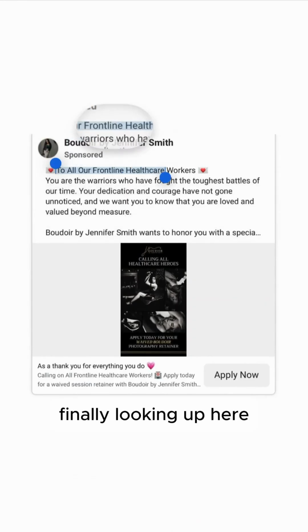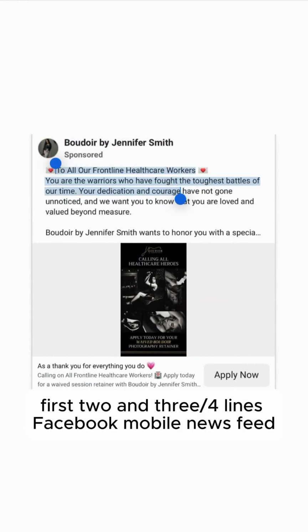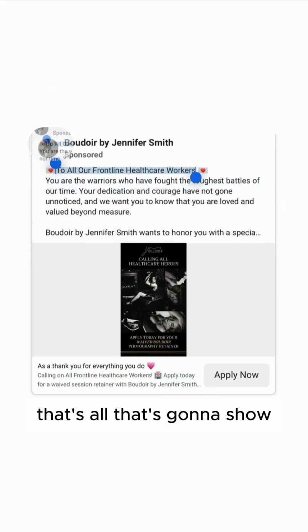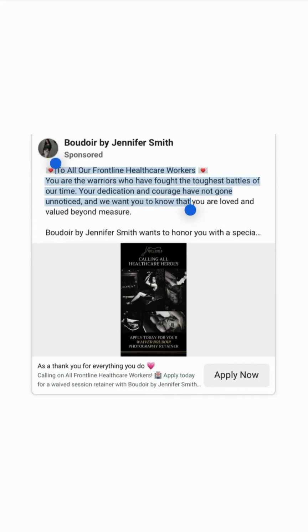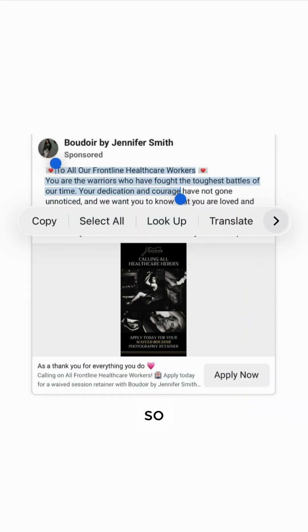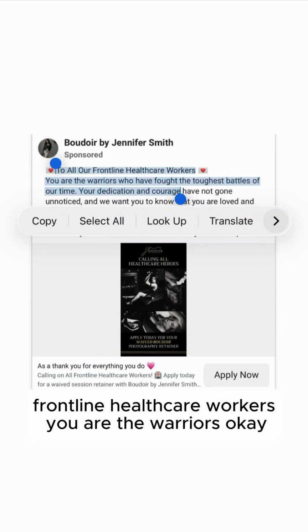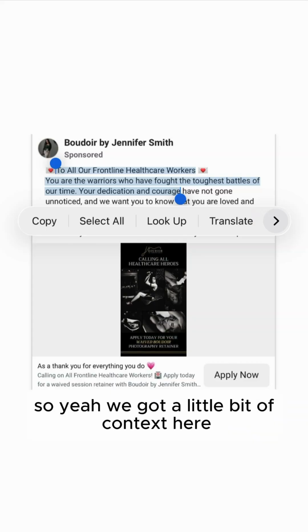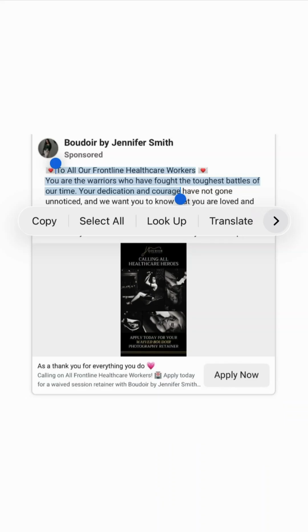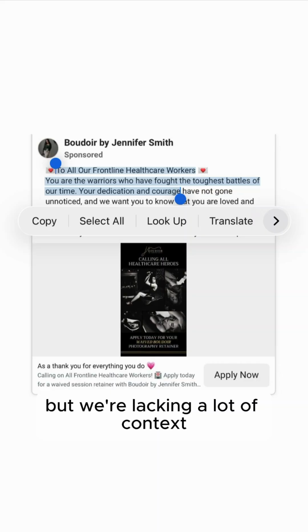Finally, looking up here, first 2 3/4 lines, Facebook mobile newsfeed. That's all that's going to show. So, frontline healthcare workers, you are the warriors. Okay, all right. So, we got a little bit of context here, but we're lacking a lot of context. So it's the lack of context mistake.